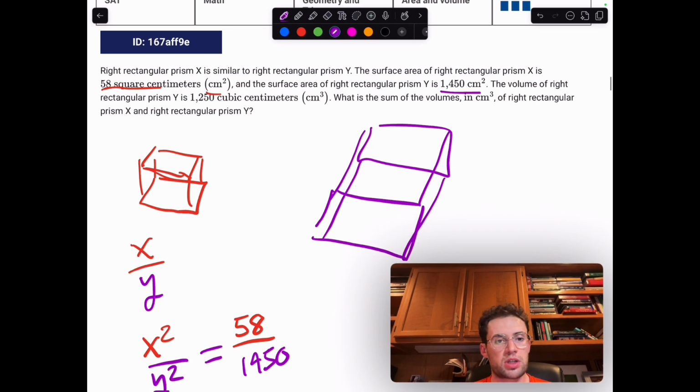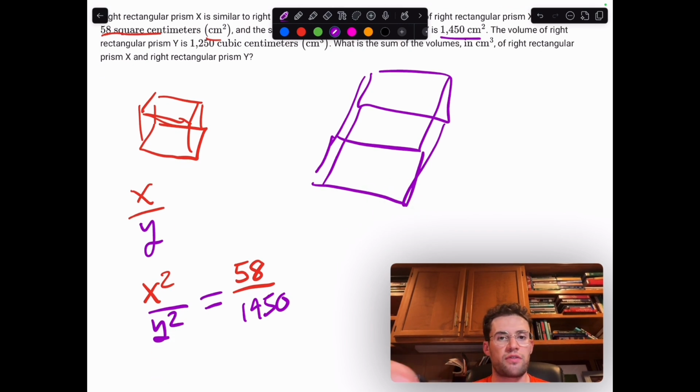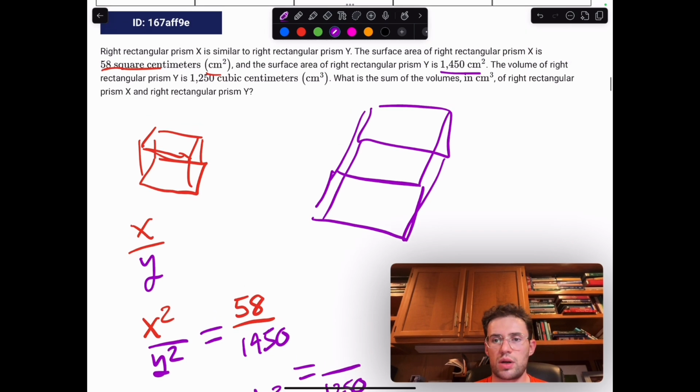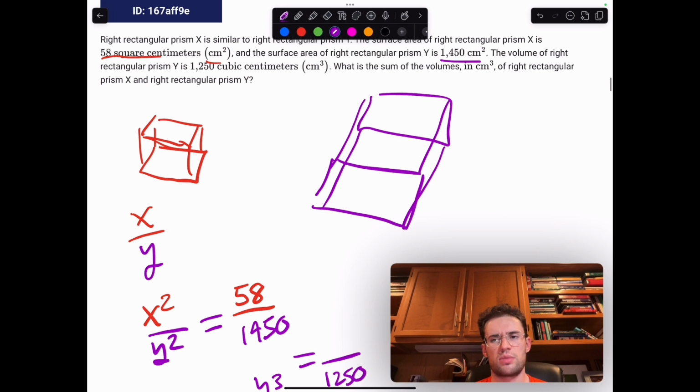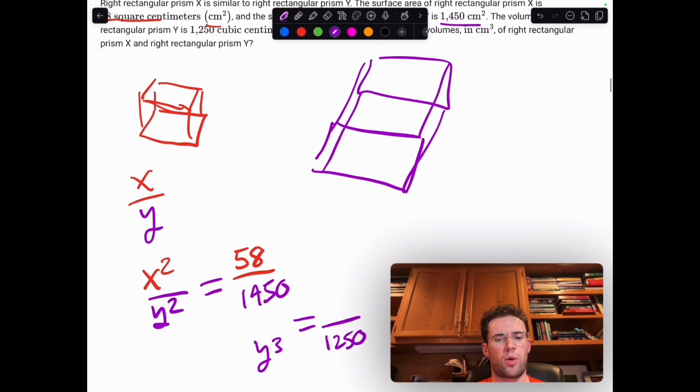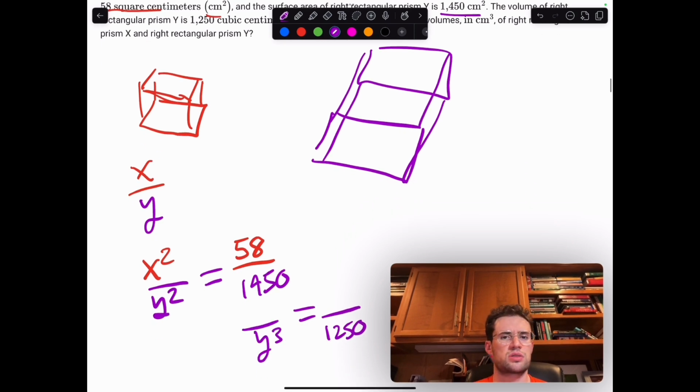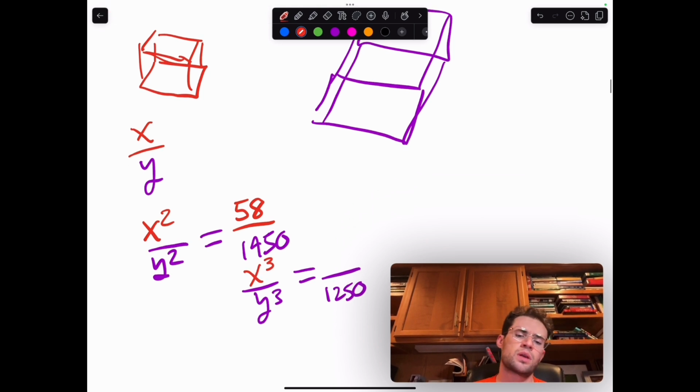The volume of the right rectangular prism Y is 1250. So Y cubed is 1250, like that. And what is the sum of the volumes? What is the sum of the volumes in centimeters cubed of right rectangular prisms X and Y? Interesting. So they're asking for the sum of both of them.